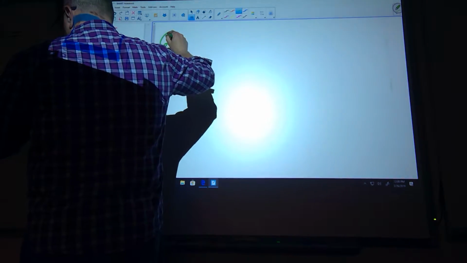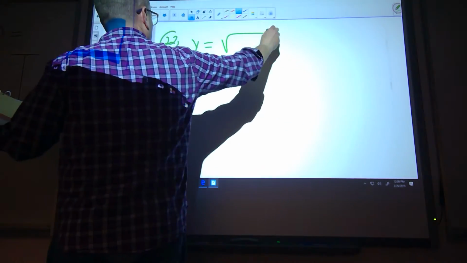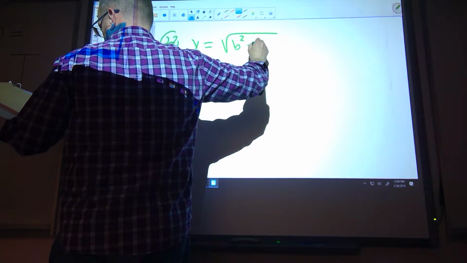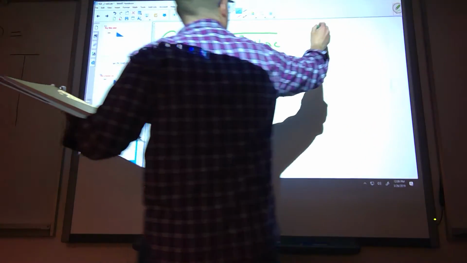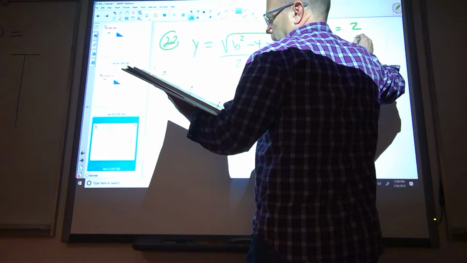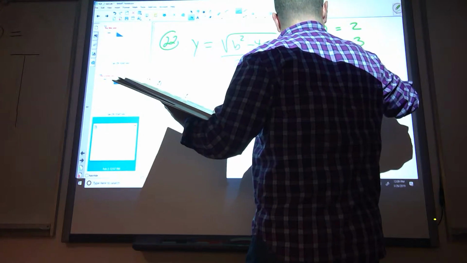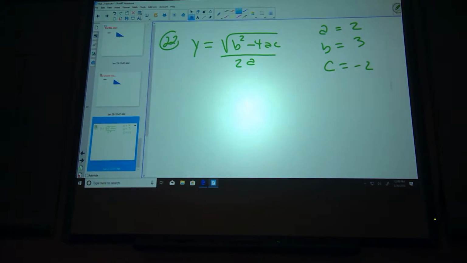Okay, number 22. So they're giving us this. They said, hey, y happens to be equal to this big old equation. And then they said, hey, our a value is equal to 2, our b value is equal to 3, and our c value is equal to -2. So does everyone understand that this is an equation that has a whole bunch of variables in it, and they told us that these variables are equal to certain things?